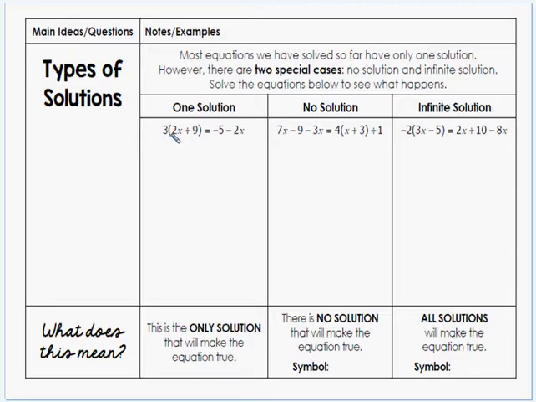Take a look at types of solutions. These are our 3A.7 notes.